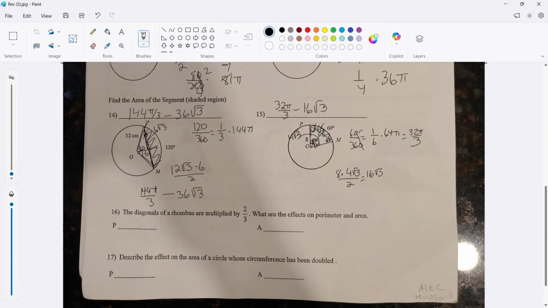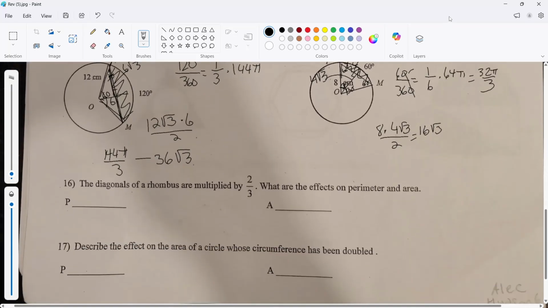So, all right, the diagonals of a rhombus are multiplied by 2/3. What are the effects on the perimeter? Well, perimeter is linear, so it would be times 2/3. Area is squared, so it will be times 4/9. That doesn't mean x, that means times. Times 2/3, times 4/9.